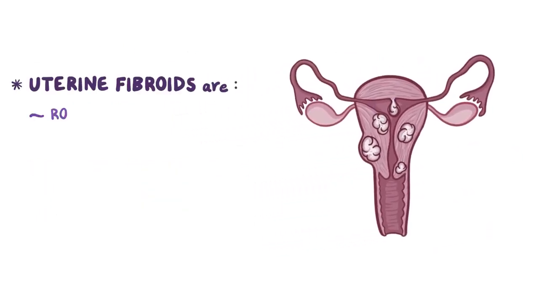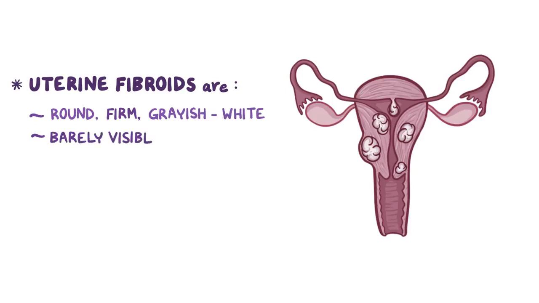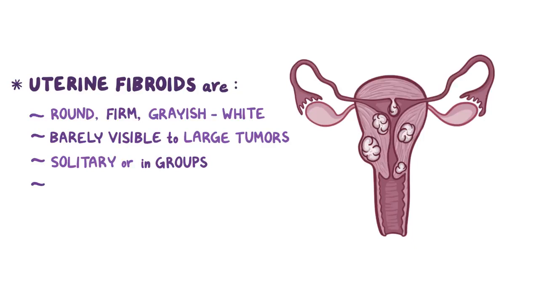Uterine fibroids are round, firm, and grayish-white in color, and they can range from barely visible lumps to large tumors that can be felt on the outside of the body. Sometimes they're solitary, but they can also develop in groups. They're benign, so they don't invade neighboring tissues or spread to other parts of the body.